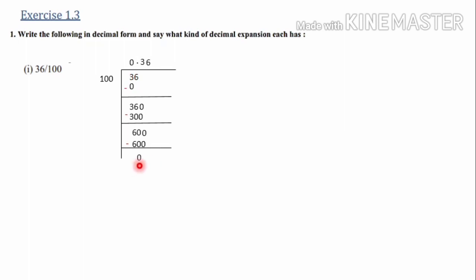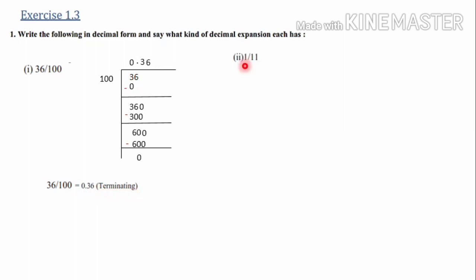When you get the remainder 0, the division ends there. So 36 divided by 100 is equal to 0.36. Here there is no digit after 6, and the decimal expansion ends with 6. So it is a terminating decimal.